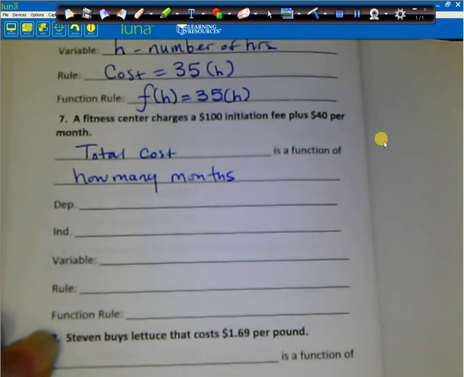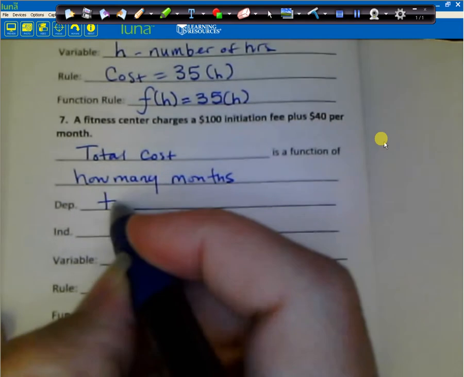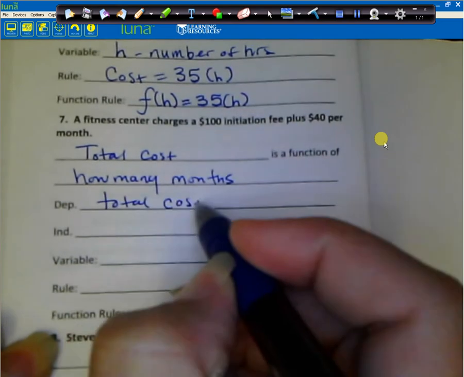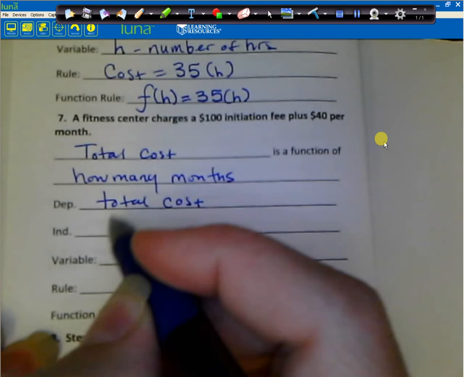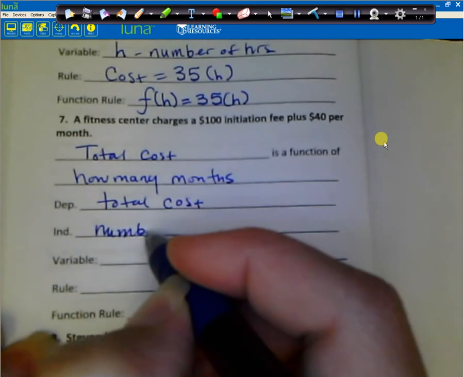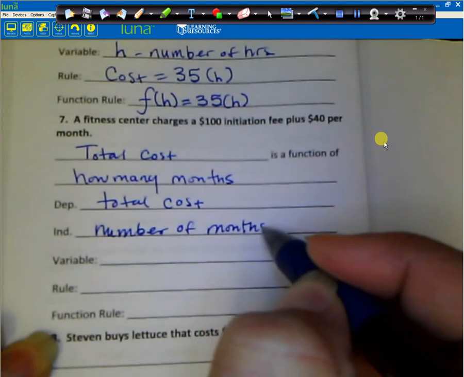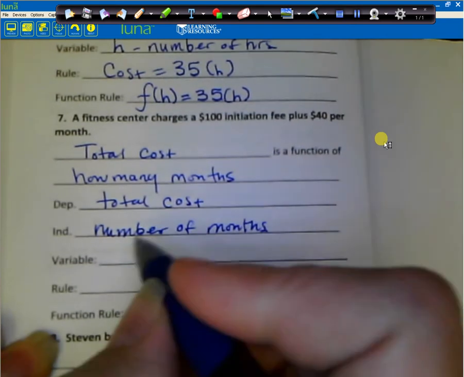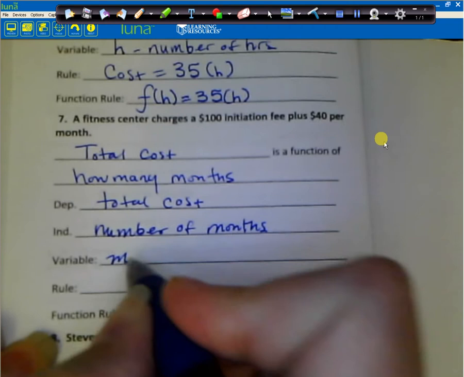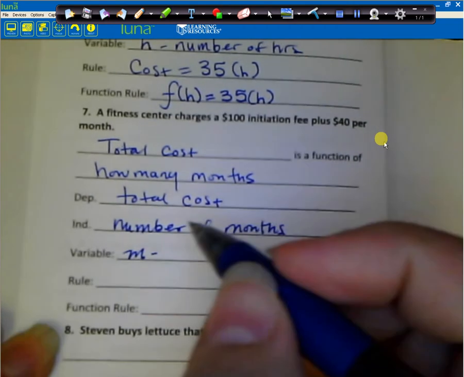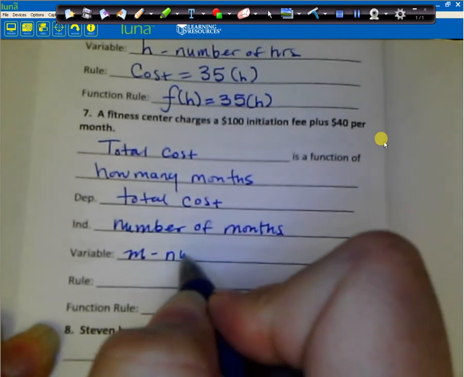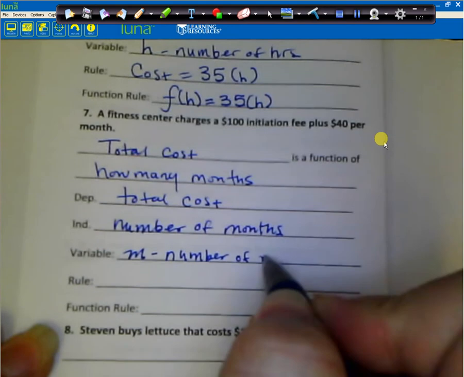So your dependent variable is going to be the total cost. Your independent variable is the number of months. And we're going to say M is going to be our variable. We're going to say M represents the number of months.